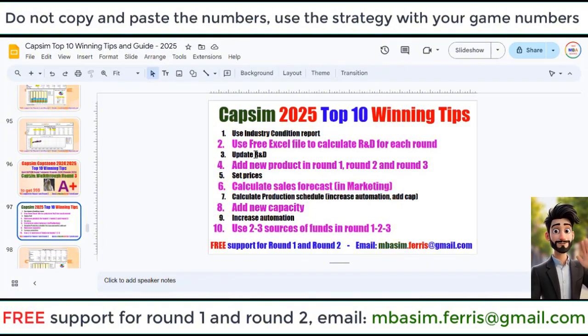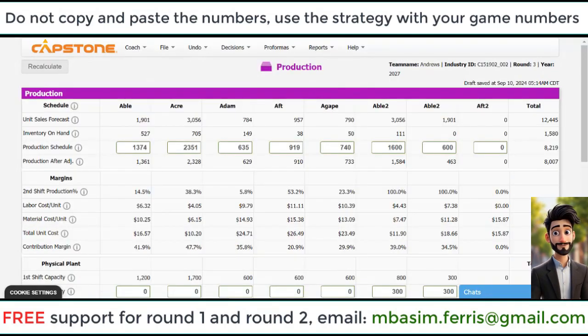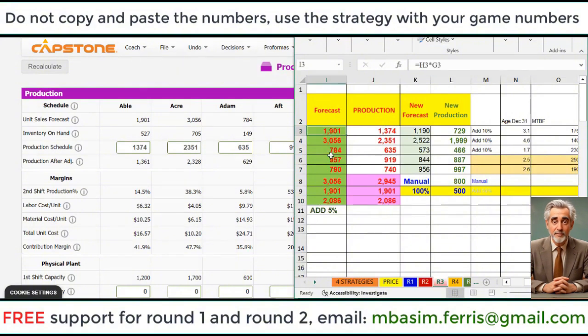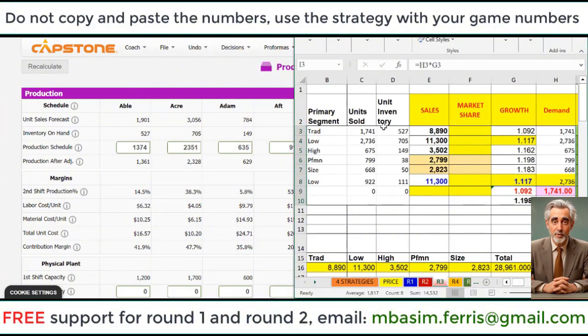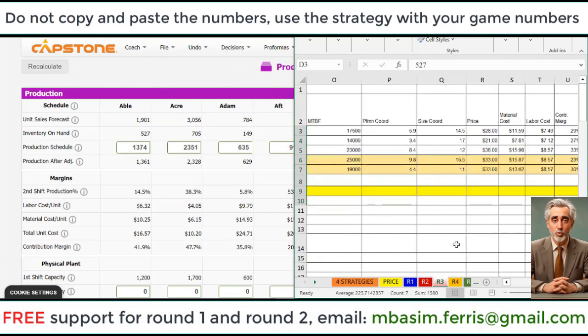Keep MTBF, mean time between failures, within customer expectations, but avoid unnecessary over-engineering. Make sure all R&D updates are completed within this round, not overlapping into the next, or your production will fail. Tip number 5. Production, capacity, automation, and planning, 9 to 12:30.